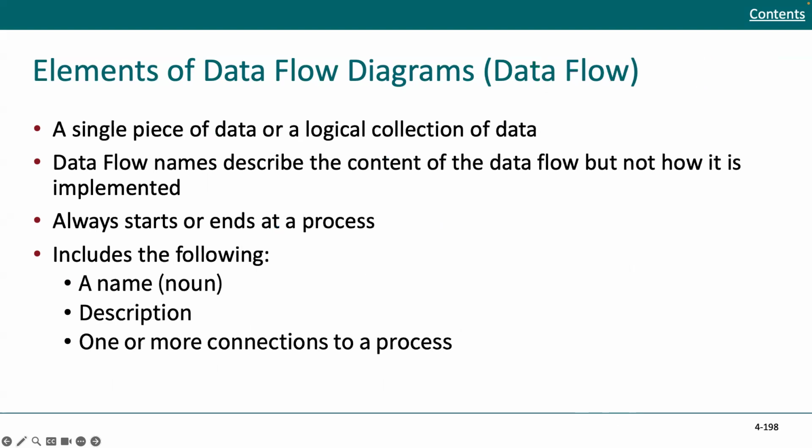Now to get into the data flow elements. A single piece of data or a logical collection of data is what it would be focused on. The data flow names describe the content of the data flows, but not how it is to be implemented. It always starts or ends at a process, and it includes the following: a name, so it's going to have a noun, a description, and one or more connections to the process.